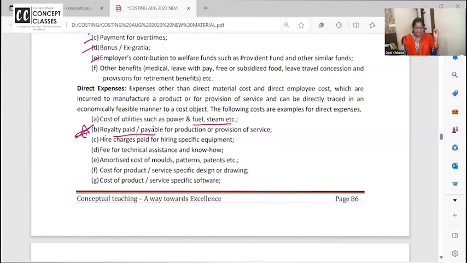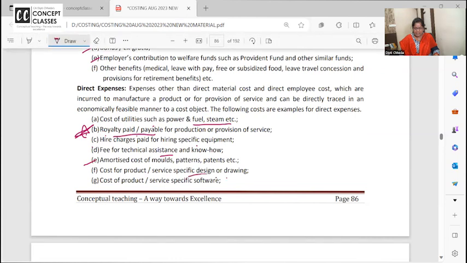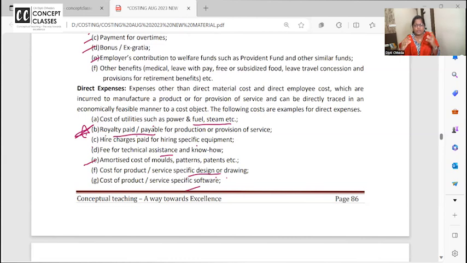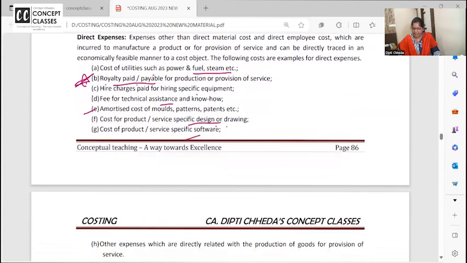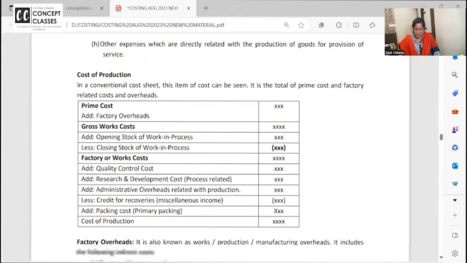Sometimes machinery, I may take it on rent. Technical know-how. You know, when we manufacture something, the molds, dies, jigs, like when you make laddus, you use dies, and all these are your direct expenses. Cost of the product-specific design, some software you are using specifically for the production, some technical know-how, all that will come here as your direct expenses.